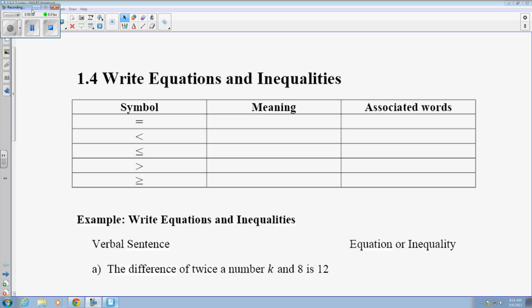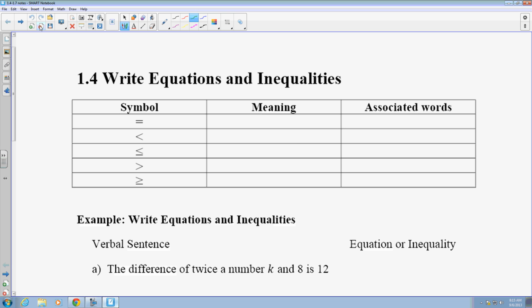All right, here we are starting 1.4, which is writing equations and inequalities. The last lesson, section 1.3, we talked about expressions, and the difference between expressions and equations is that an equation has an equal sign. So now the difference between an equation and an inequality is that an equation has an equal sign, like I just said, and an inequality has one of the four other symbols that we're just about to talk about.